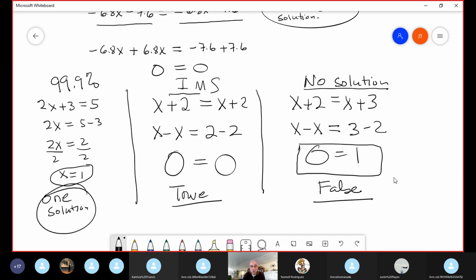And infinitely many solutions when you manipulate and you get a true statement, but you cannot find the x value. Okay? Because you get an identity. Something equals something, not necessarily 0. So you get 5 equals 5. It's the same idea. Do you understand this very well?